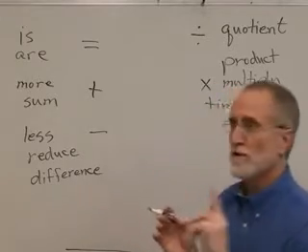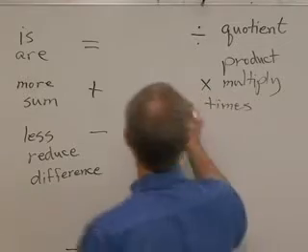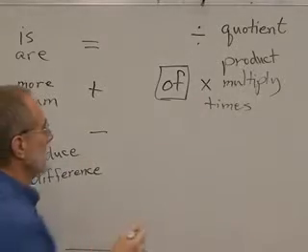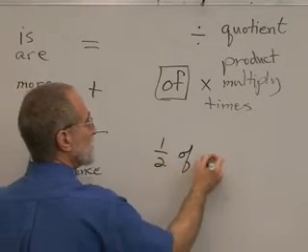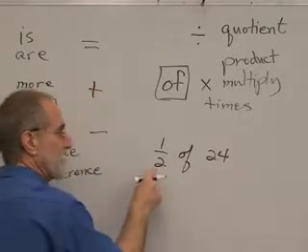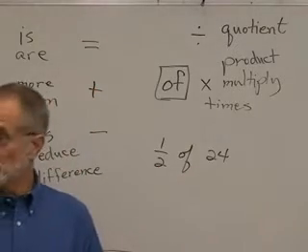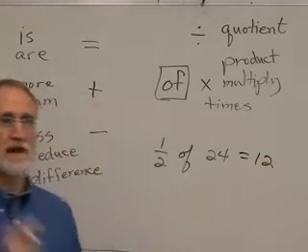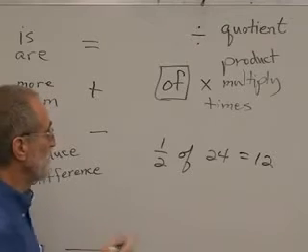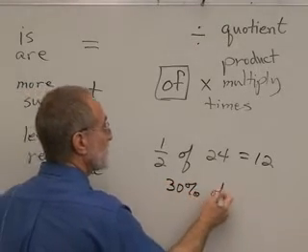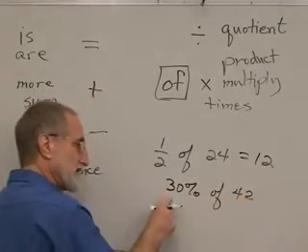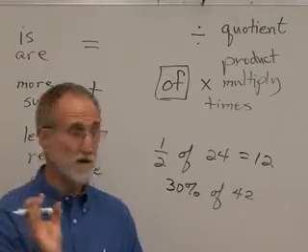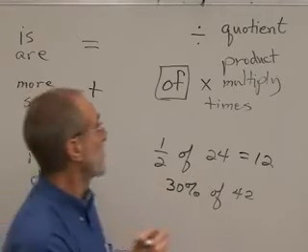The most important word to remember in this class is the word of. The word of means multiply. If we say half of 24, that means a half times 24. So if you punch in your calculator 24 times 0.5, you'll get 12. Okay? Half of something is half times it. 30% of 42 means 30% times 42. So the word of, that'll save you a lot of grief. If you know that the word of means times, that'll solve a lot of problems for you.